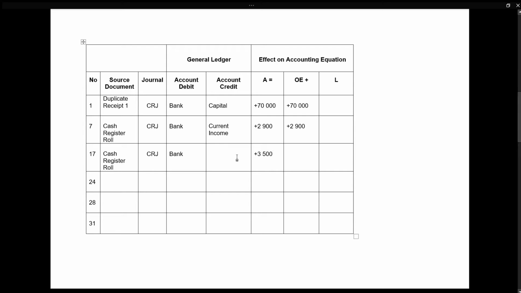3,500 Rand increase, and then my current income account will be my account being credited. Right, and income will always have a positive influence on my owner's equity, so plus 3,500 Rand. Therefore, plus 3,500 will equal 3,500 plus 0. We've done that one correctly.